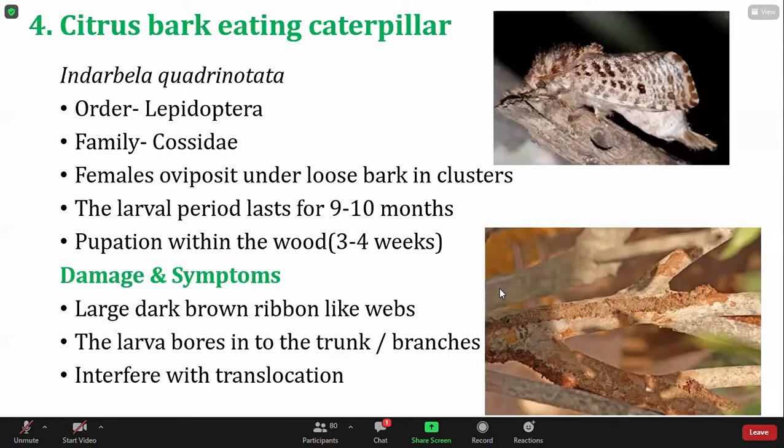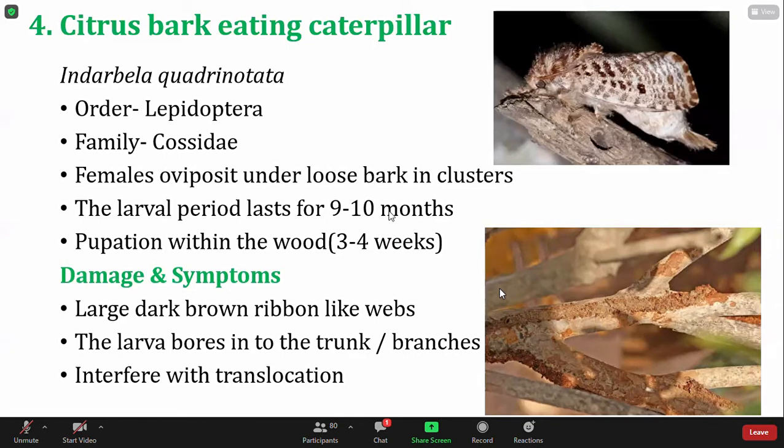The fourth pest is the citrus bark-eating caterpillar, order Lepidoptera and the family Coccidae. Females oviposit under loose bark in clusters. The larval period lasts for 9 to 10 months. It means the long larval period. So the larva remains in the bark, and for this much time, they are doing destructive action to the plant. The pupation is within the wood, and the pupation period is 3 to 4 weeks. So you can guess how destructive this is to the plant.